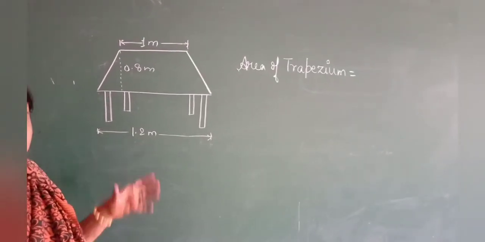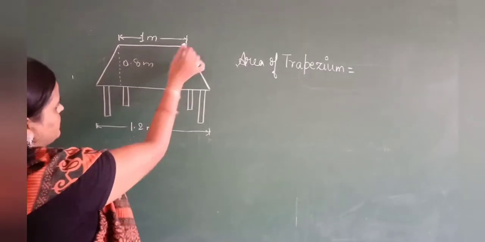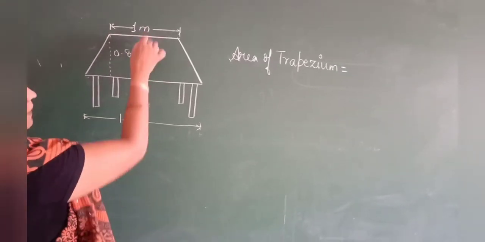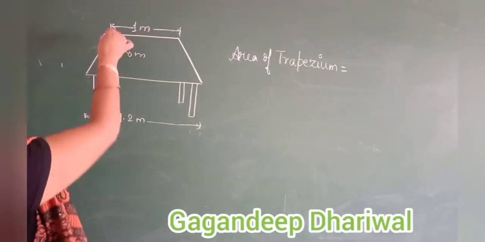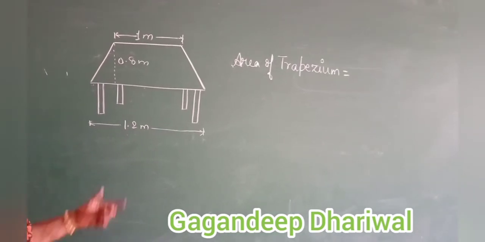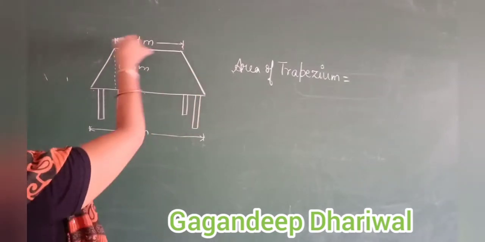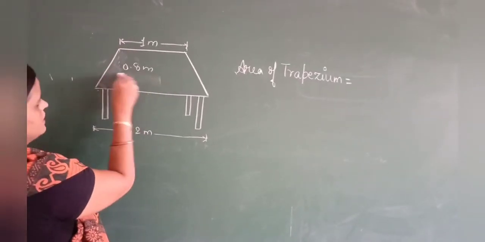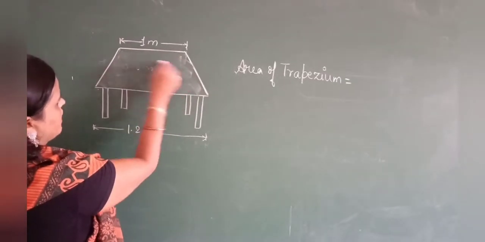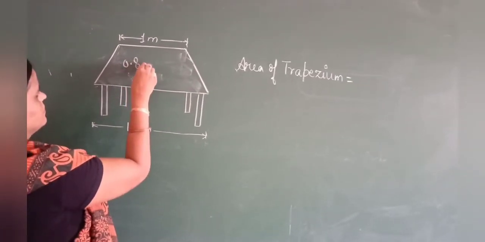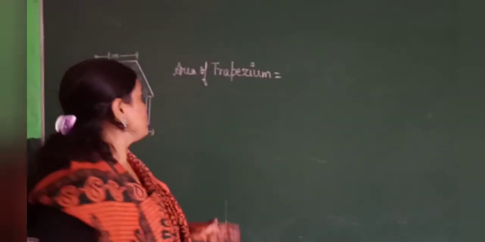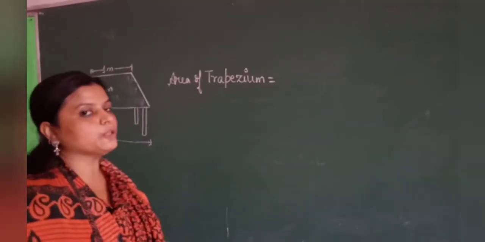Students, see this figure. This is a table and this length is 1 meter. This length is 1.2 meter. If you see this table, these two lengths are parallel to each other and the height between these two parallel lines is 0.8 meter. The figure looks like a trapezium. Here we have to find the area of this table. As you know, why do we find the area of a trapezium here? Because the figure of this table is in the shape of a trapezium.